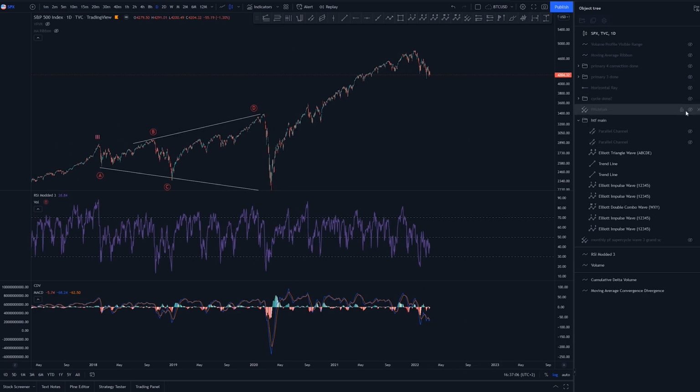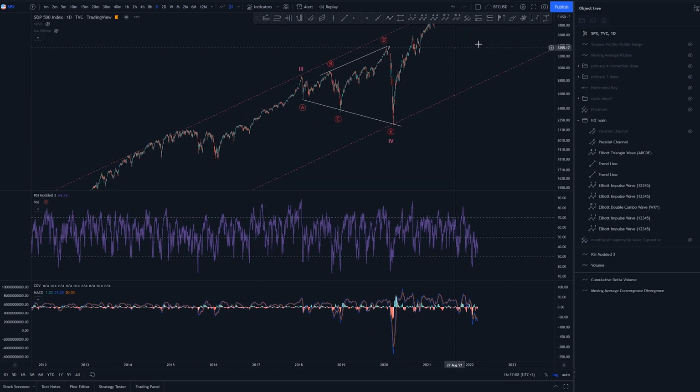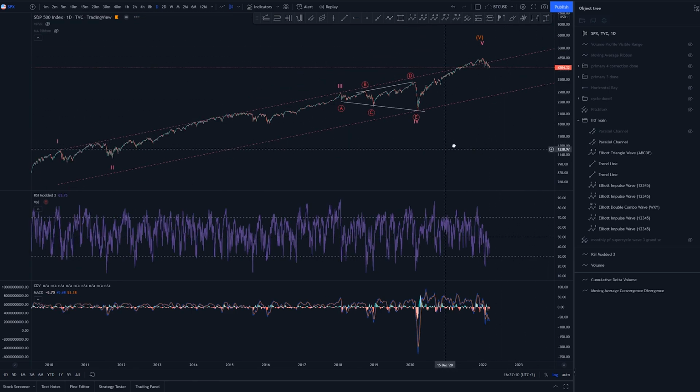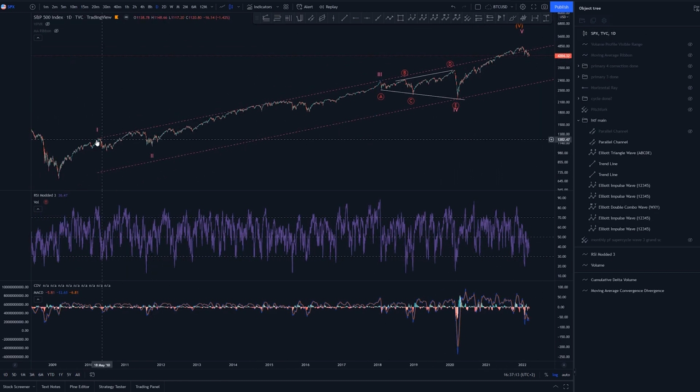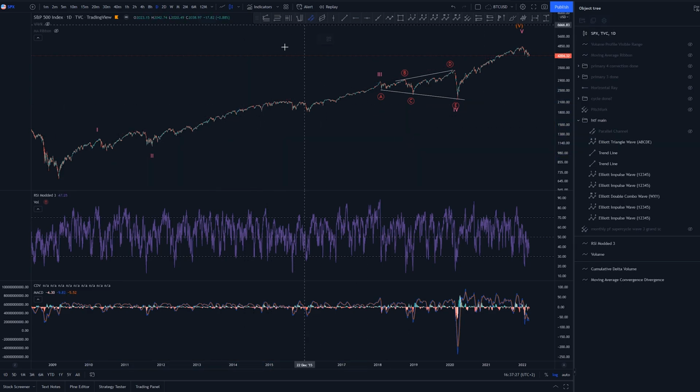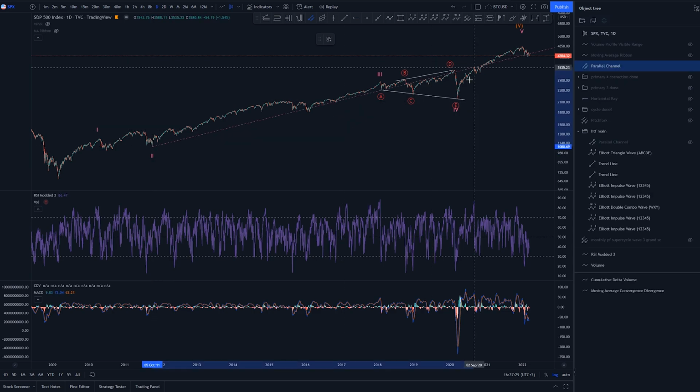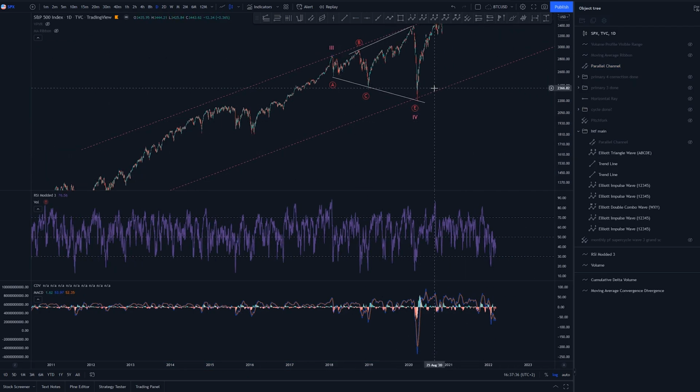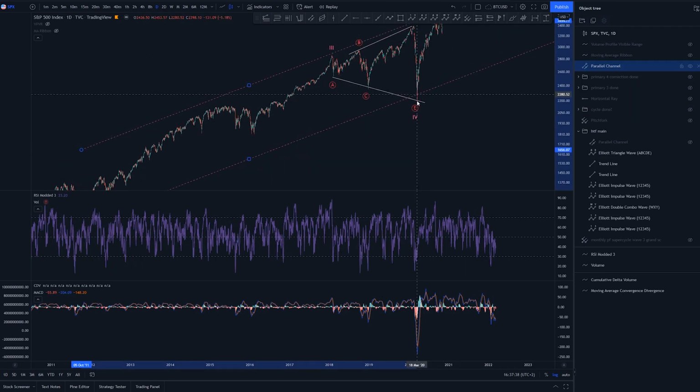Now this was the idea for this cycle, and I have this parallel channel from 1 to 3, and actually this should be, this is wrong, it should be from 2 to 4 to 3. It's not correctly placed. Hold on just a moment.